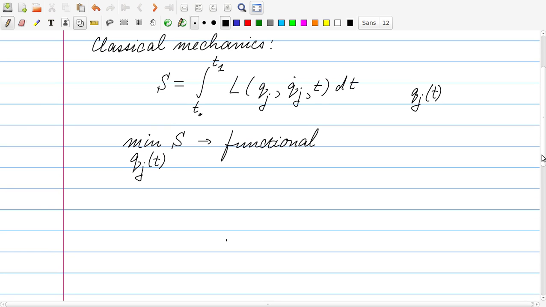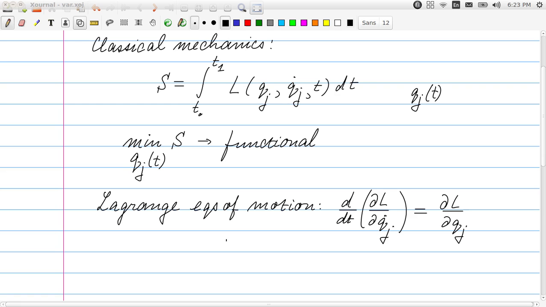And we know exactly how to solve this problem because the solution is given by the Lagrange equations of motion. We have one equation of motion for each generalized coordinate qj, and they read: the total derivative d/dt of the partial derivative of L with respect to qj dot is equal to the partial derivative of the Lagrangian with respect to qj. And if we solve those equations, in fact we solve Newton's equations of motion for a system that may be subject to constraints, and these constraints are handled by D'Alembert's principle.